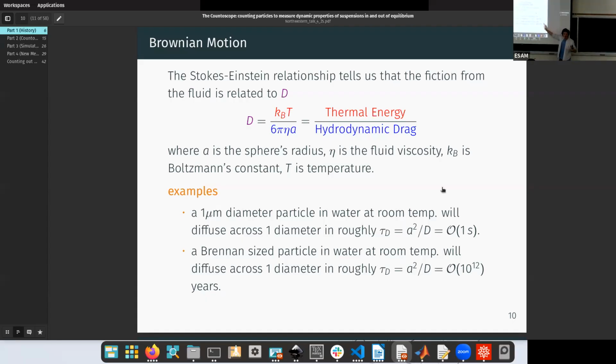So just to give you an idea of what this thing is, if you plug in numbers for this, a micron-sized particle at room temperature will take about a second to diffuse its diameter. A me-sized particle will take about 10 to the 12 years to diffuse my diameter. So small things tend to diffuse, and me-sized things tend to not diffuse. I prefer to walk.